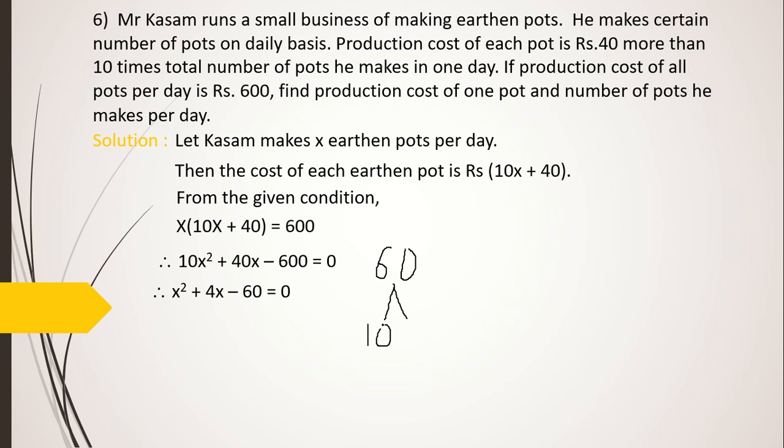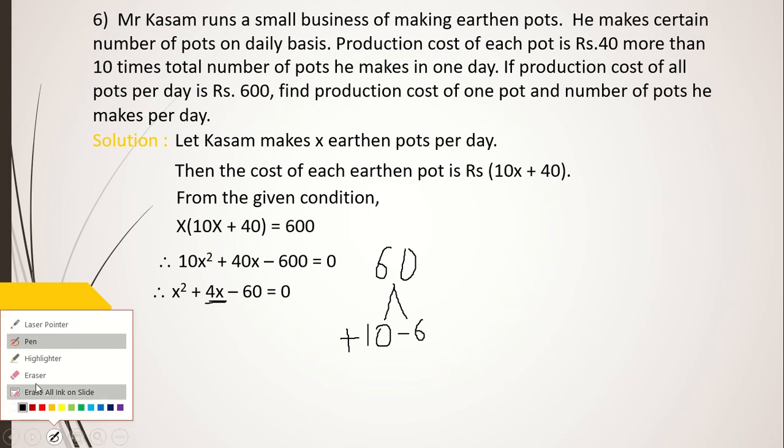Now 10 times 6 is 60, and 10 minus 6 gives me 4. Okay, the middle term sign is positive, so that has to be given to the greater number, and this is negative. So I should split the middle term 4x as x square plus 10x minus 6x minus 60 is equal to 0.